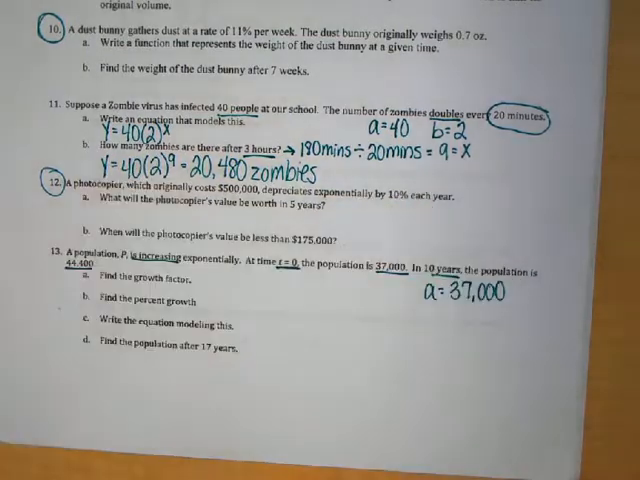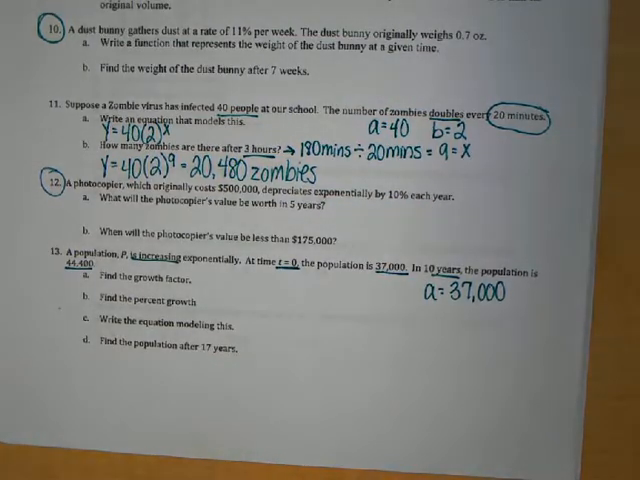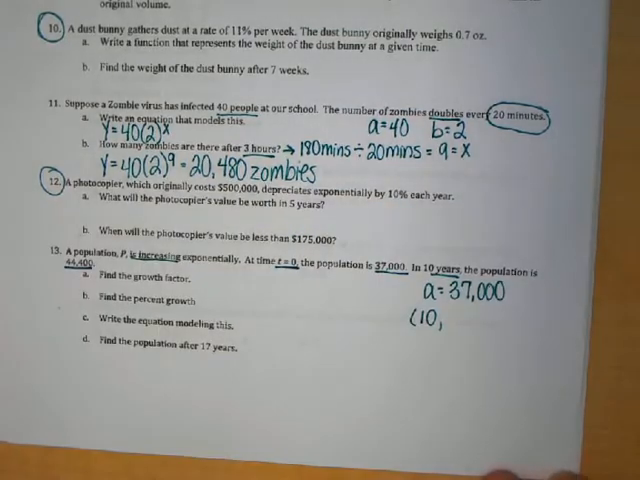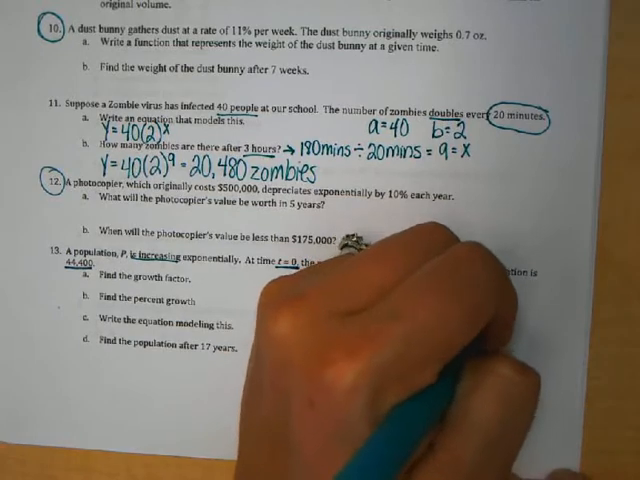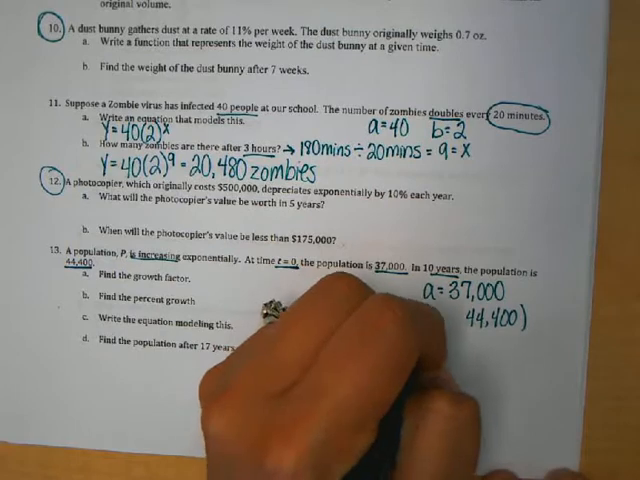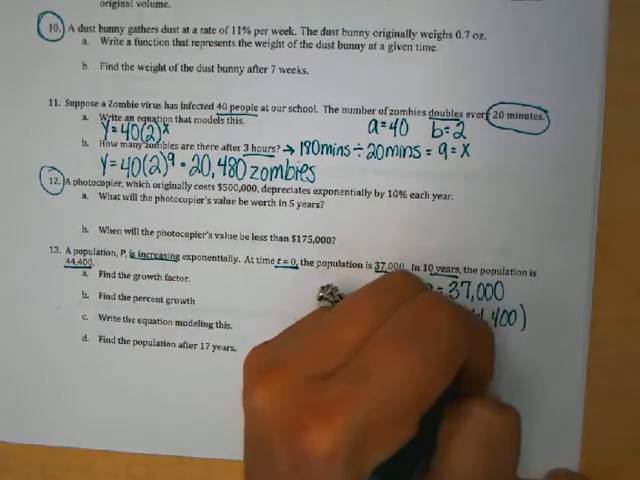Now, what's different about this problem is that it's not giving me the rate that it's changing. I've got to find the growth factor and the percent growth. And then I've got to be able to write an equation. So what they have given me is a point. They're telling me after 10 years, it's going to be 44,400. So I've got an x value and I've got a y value.